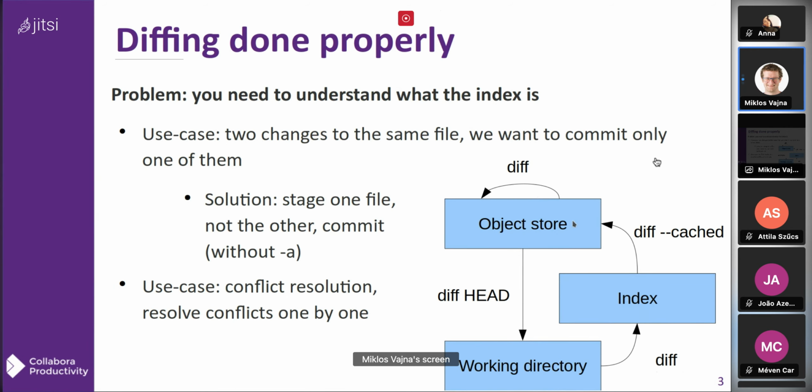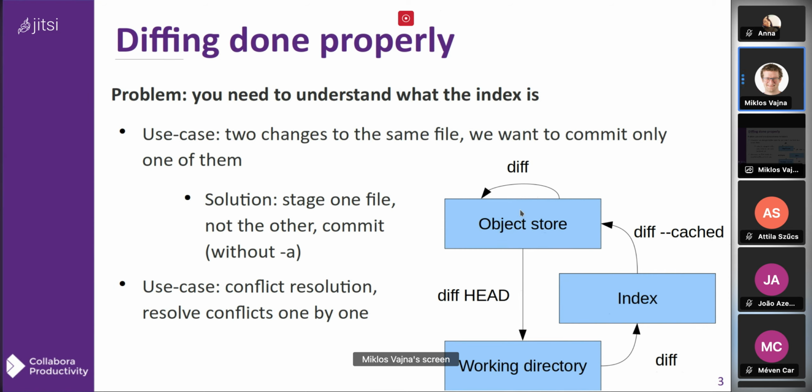So we have four ways you can compare states. I explained the working directory versus index. Now there is this: you stage some of your changes to the index and you want to review what will be actually committed. There's the cached diff. Diff cached is comparing the index and what's committed, the object store. In case you want to do a full diff between the working directory and what's committed, the object store, you can diff to the head.